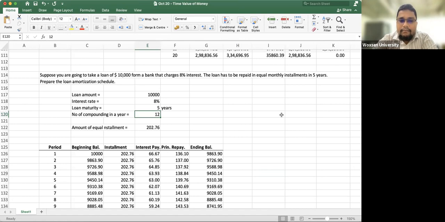Sir, can you repeat the question? If you pay quarterly, that means every 3 months. So how many 3 months are there in a year? There are 4 quarters. So it is going to be 4.